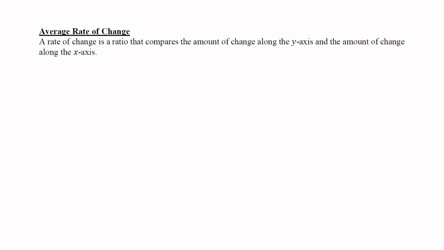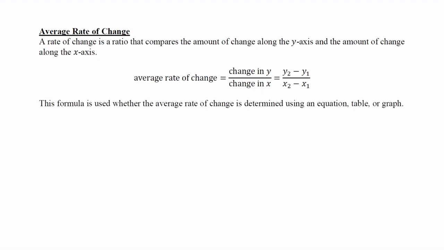A rate of change is a ratio that compares the amount of change along the y-axis and the amount of change along the x-axis. So our average rate of change is y2 minus y1 over x2 minus x1, our change in y over our change in x. Now this may sound familiar, and it's because we've done this already, but we've done it for linear functions, and in linear functions, your average rate of change is called slope. This formula is used whenever the average rate of change is determined using an equation, table, or graph.